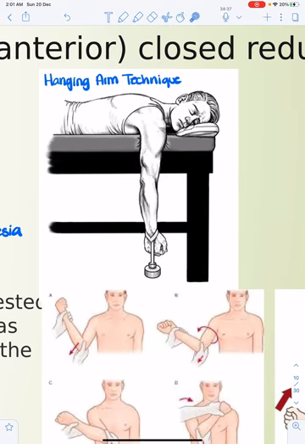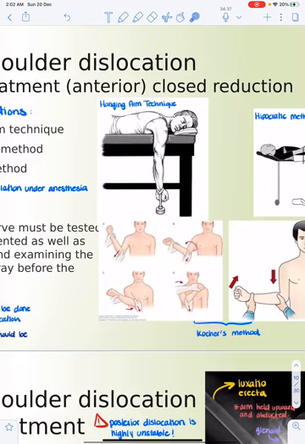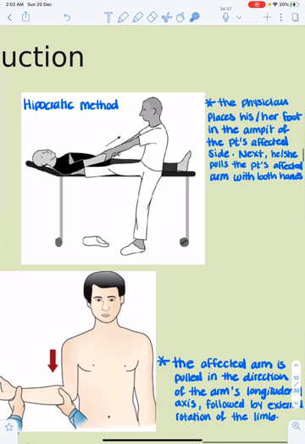So first of all the patient is going to hang their arm over the side of the bed, and we put weights on their hand, as you can see. If they stay like this for around 5 minutes, the shoulder will relocate on its own and pop back into the glenohumeral joint. Very easy. Next one is the Hippocratic method.